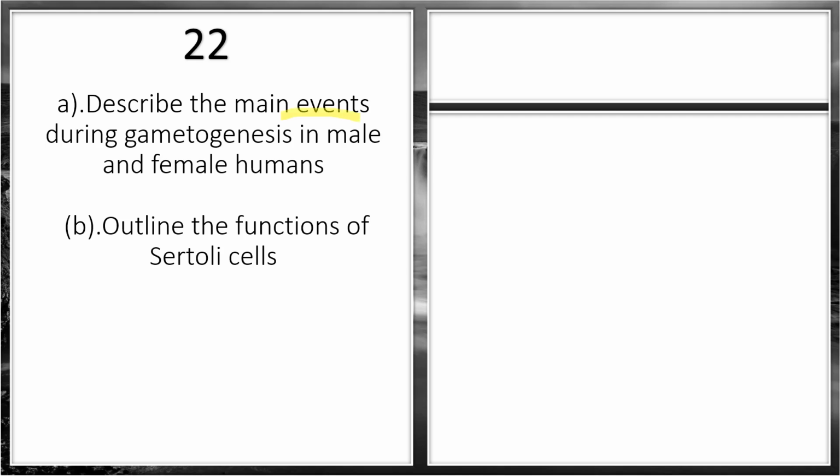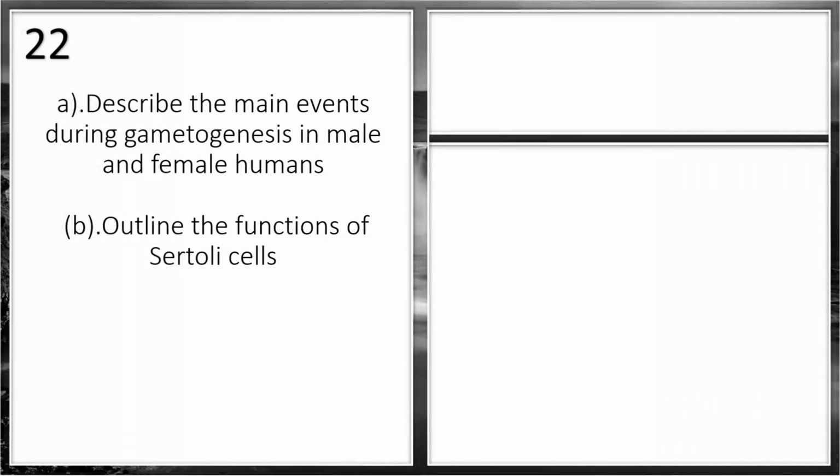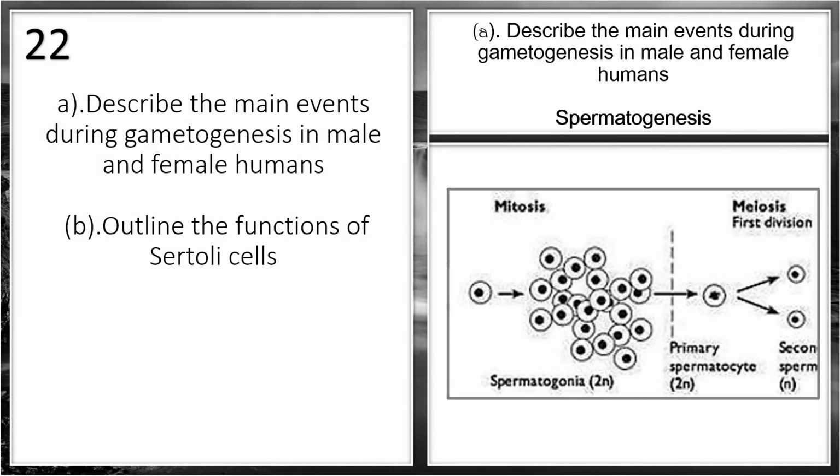Describe the main events during gametogenesis in male and female humans. Part B, outline the functions of the Sertoli cells. Part A, describe the main events during gametogenesis in males and females humans. Let's start with spermatogenesis.